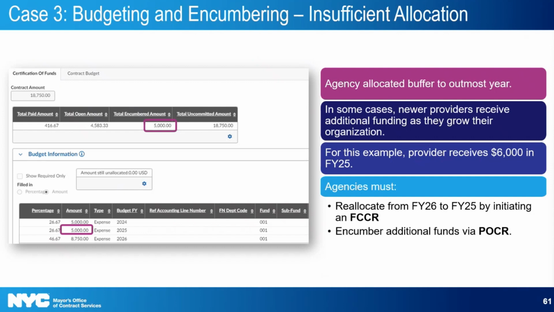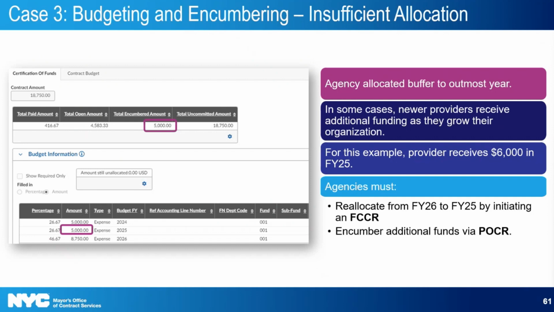Now let's look at Case 3. This scenario is similar to Case 2, but with the catch of insufficient allocation. Here we can see the certification of funds for a registered multi-year discretionary contract. Currently, the total encumbered amount is $5,000. This was the total value of the provider's cleared awards at the time of the purchase order launch in fiscal year 24. We can also see that the agency allocated the funds to have the full buffer amount in fiscal year 26, rather than allocating equally amongst the 3 fiscal years.